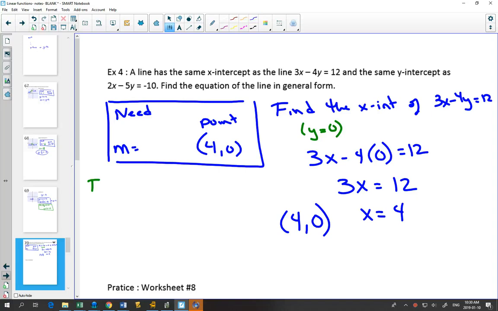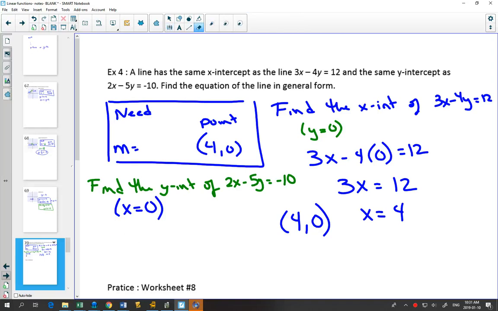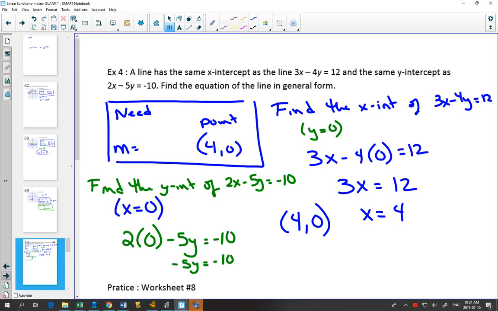So now in a different color, could I find the y-intercept of 2x minus 5y equals negative 10? How do I find a y-intercept? Make x equal 0. Oh, good. Yes, we make x equals 0. And if we do that, 2 times 0 minus 5y equals negative 10. That just gives us minus 5y equals negative 10. Divide both sides by negative 5, and we get 2. So our y-intercept is (0, 2).